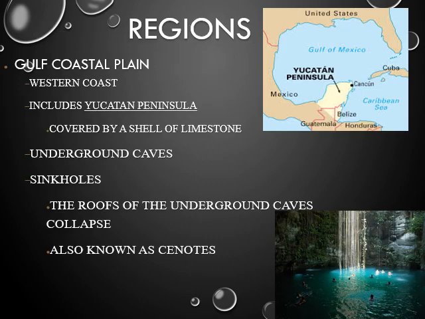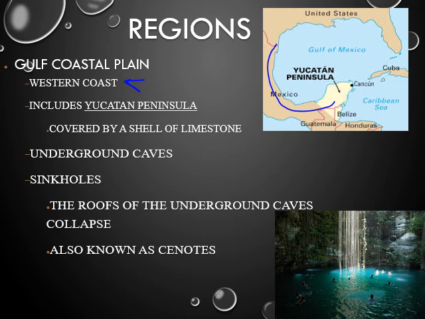All right, the next one we're going to talk about is the Gulf Coastal Plain. And the Gulf Coastal Plain kind of runs all the way through this area. It is all part of it. Okay, and it is on the East Coast. I'm sorry, that western coast is incorrect. Okay, it is on the western side of the Gulf of Mexico, but it's on the eastern coast of Mexico, and it includes the Yucatan Peninsula.